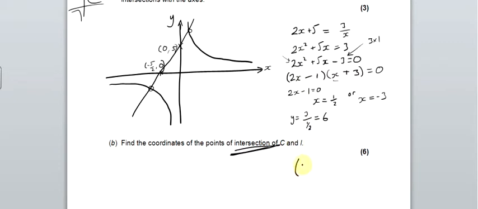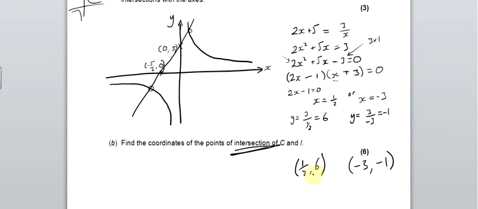So we've got a half, comma 6, and then with this one, y is equal to 3 divided by minus 3, which is minus 1. So our second one is minus 3, minus 1.